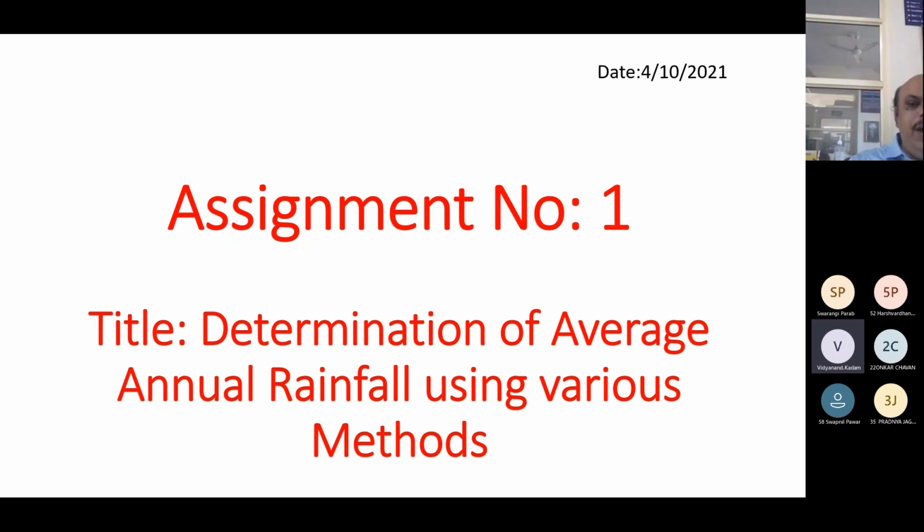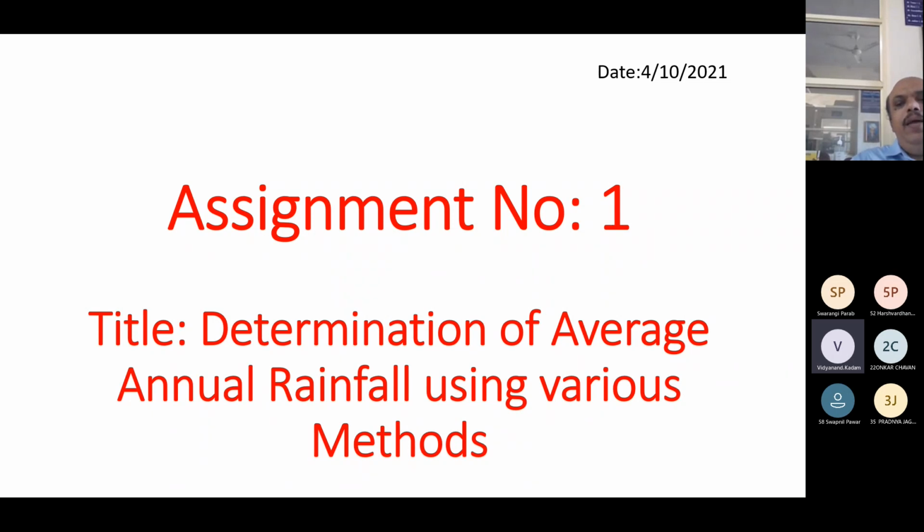So in this assignment number 1, we are going to solve some numericals, and these are related to the precipitation values. Here we will learn how to find out the average annual rainfall using various methods. Along with that, we will also solve numericals on calculation of missing precipitation reading.